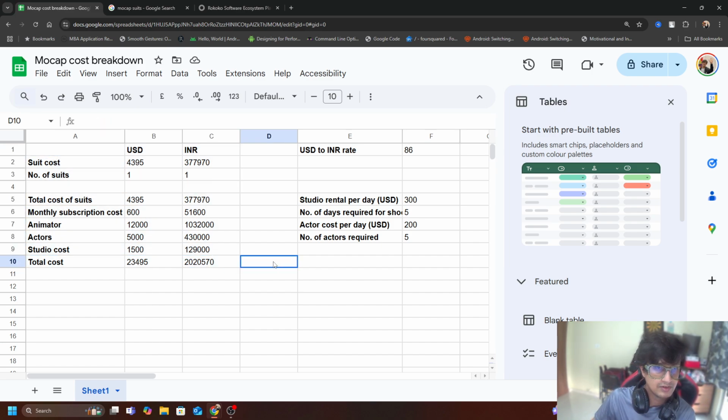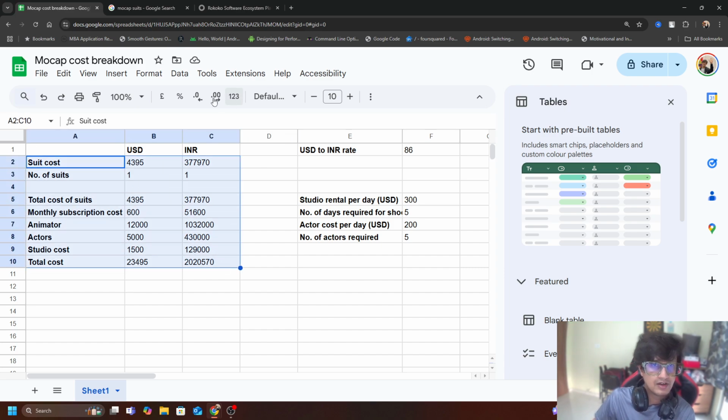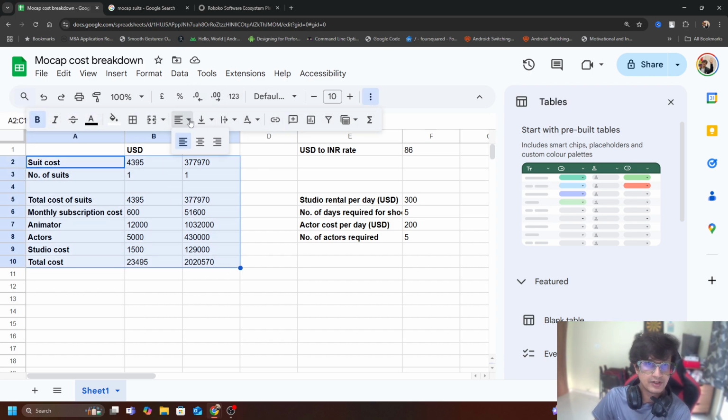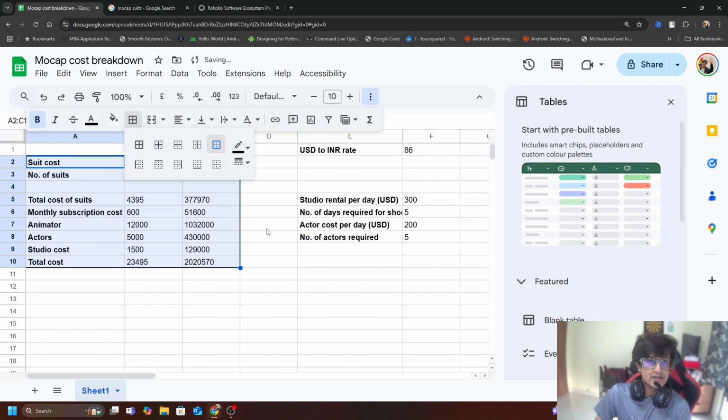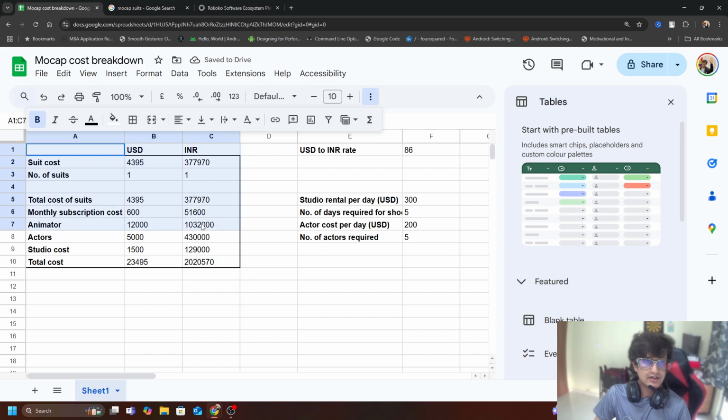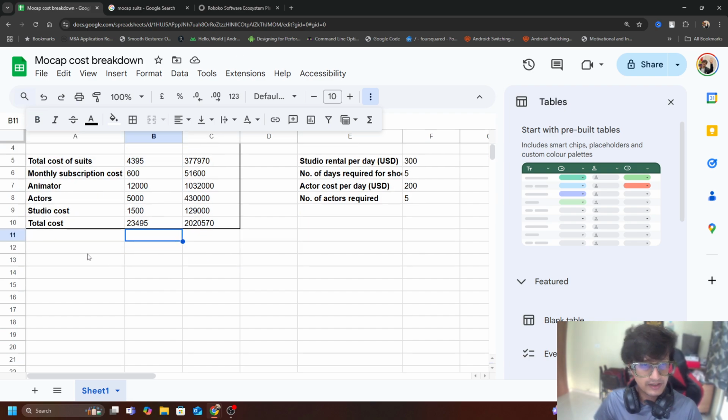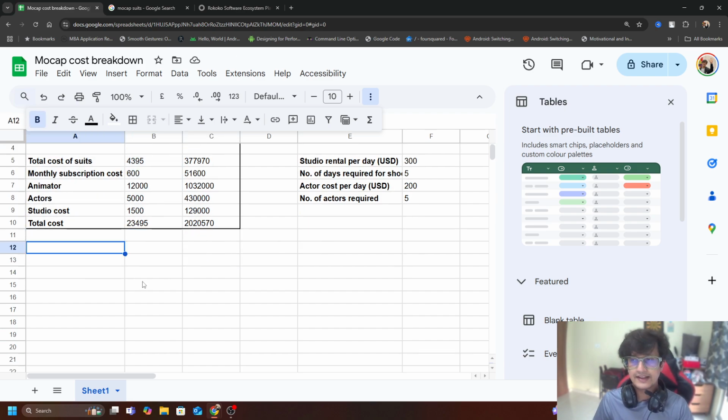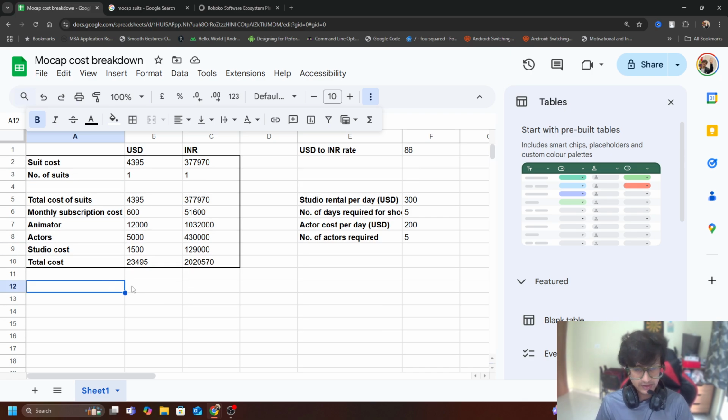So here I'm going to take this and add a nice border to this so that visually it will look a bit nicer. So this was assuming that you are doing all of these things by yourself. But now let's say you are hiring another studio for doing your motion capture for you. Now here again, it is very important for you to figure out how many days will be required for that particular aspect.